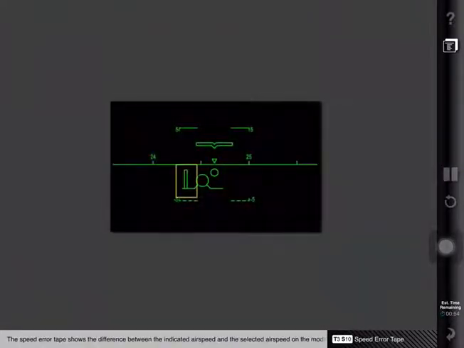The speed error tape shows the difference between the indicated airspeed and the selected airspeed on the mode control panel. However, this speed error tape is not displayed until first flap retraction. The speed error tape is positioned on the left wing of the flight path vector symbol. If the indicated airspeed is faster than the selected speed, the speed error tape rises above the wing. If the indicated airspeed is slower than the selected speed, the speed error tape falls below the wing.